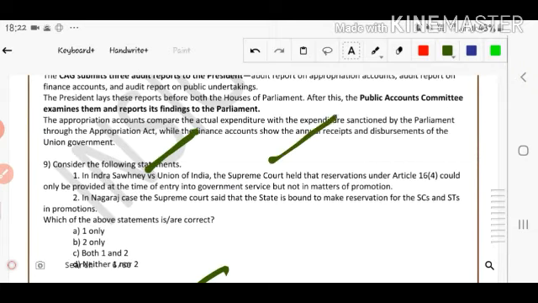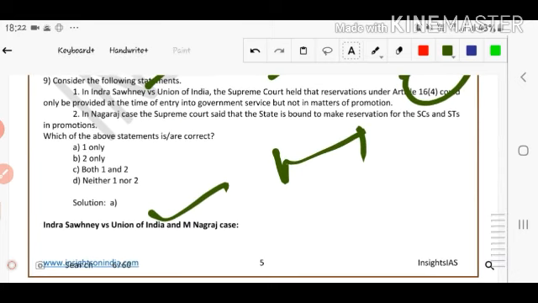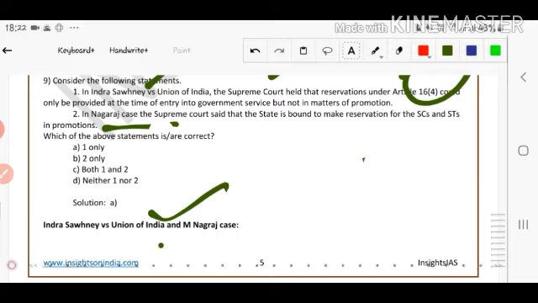In Indira Sawhney case, Union of India, the Supreme Court held a reservation under Article 16 clause 4 is only provided at the time of entry but not in promotion. Yes, that is right. And in Nagaraj case, the Supreme Court, but this is not the Nagaraj case. I think this is an earlier case. In Nagaraj case, the Supreme Court has the power to, no, not at all. So here A is correct. Yes, I found the answer here.